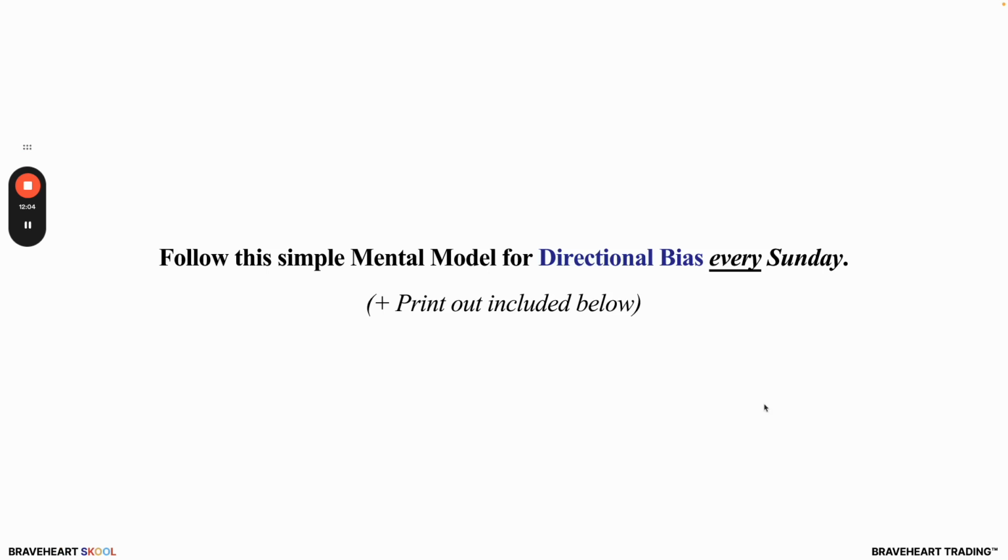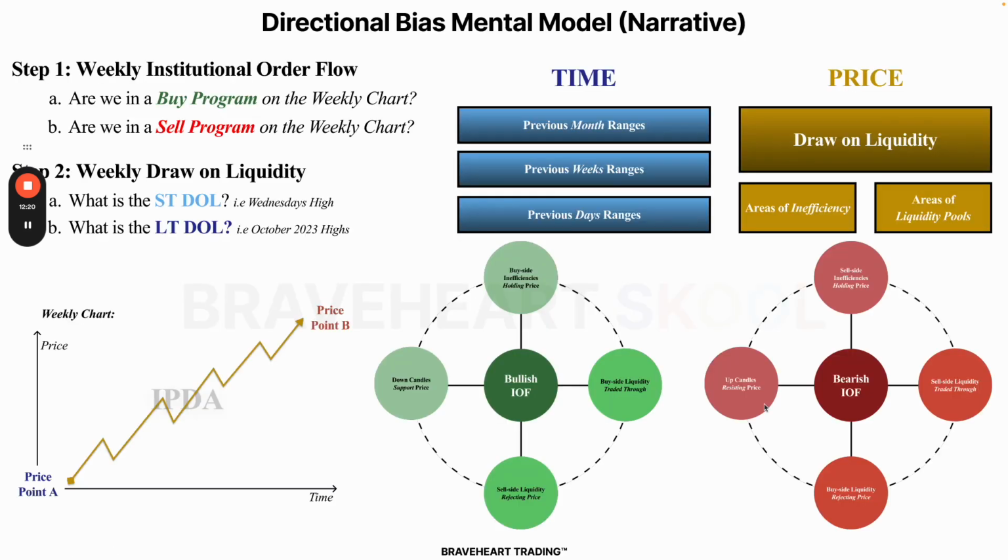For this, follow this simple mental model for directional bias every Sunday. I want you to print this out. I will include it below, and then just print it on your wall, and you see it every day so that your subconscious mind is seeing that every day. And this is what it's like. It's just 2 steps.